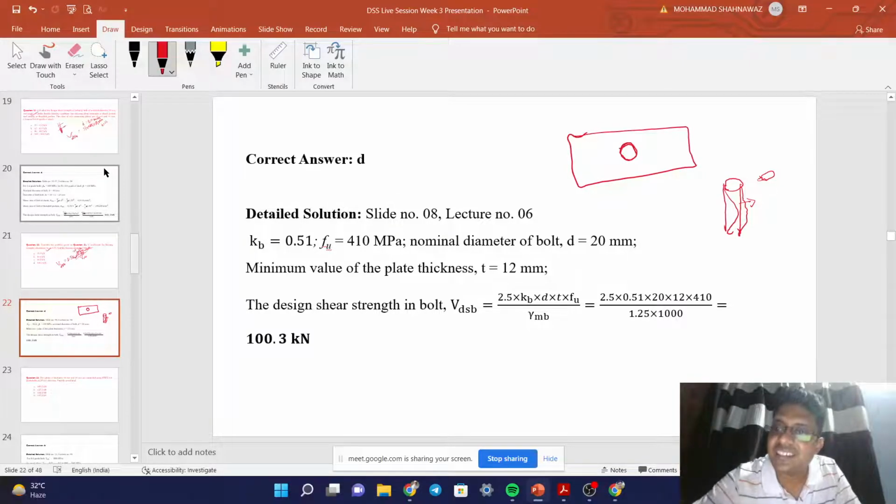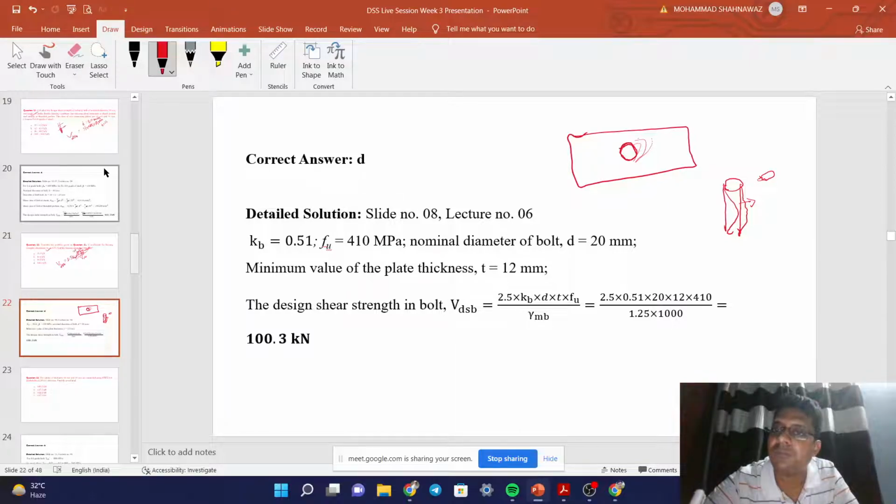But the main thing is this: whatever the shape of this bolt, it will remain inside the plate. From bearing, this bolt will never fail. What will happen is it will give bearing pressure to this plate and this plate will start deforming like this. So ultimately the plate has to fail. That's why we are considering the value of the plate. Understood?